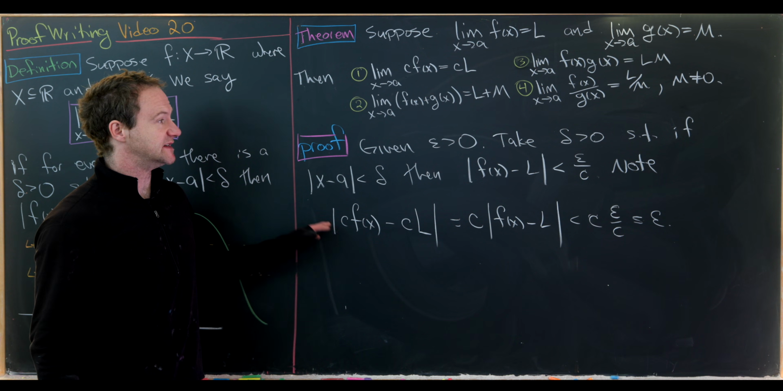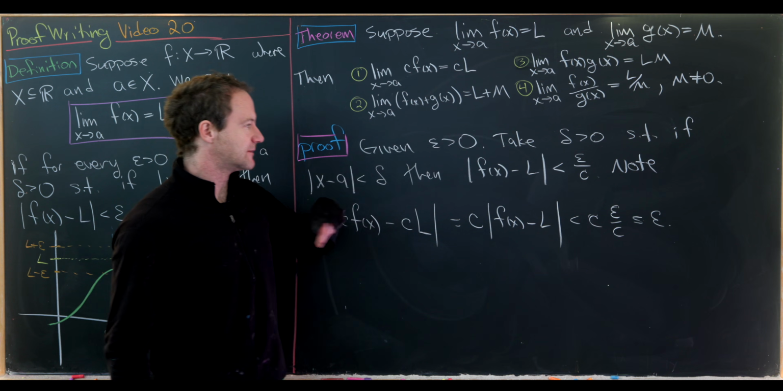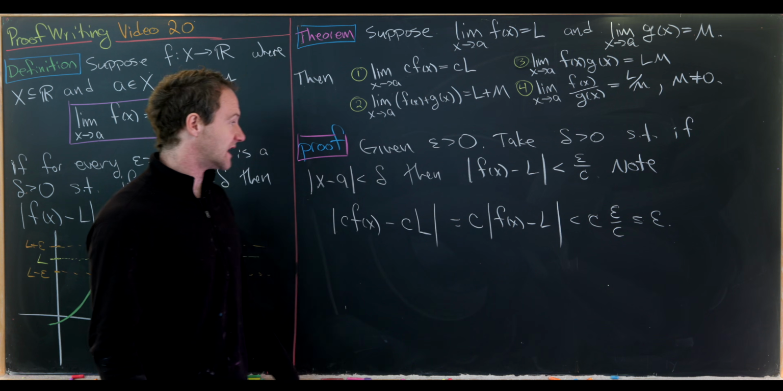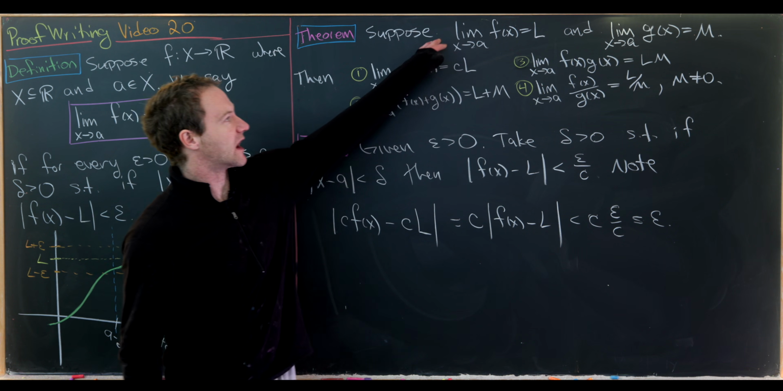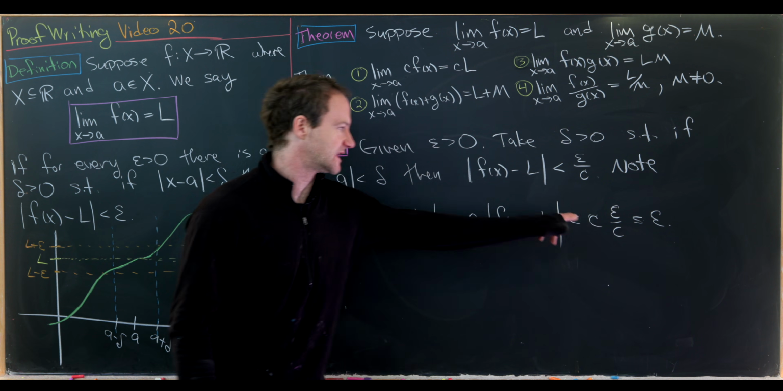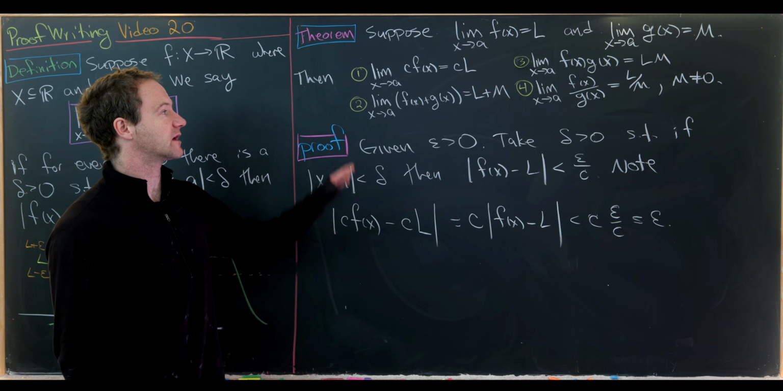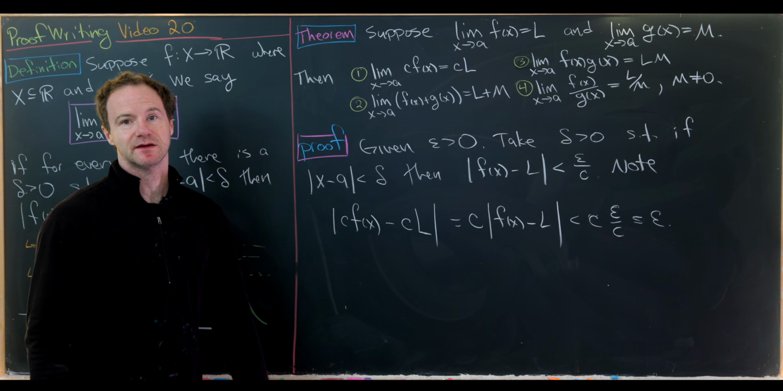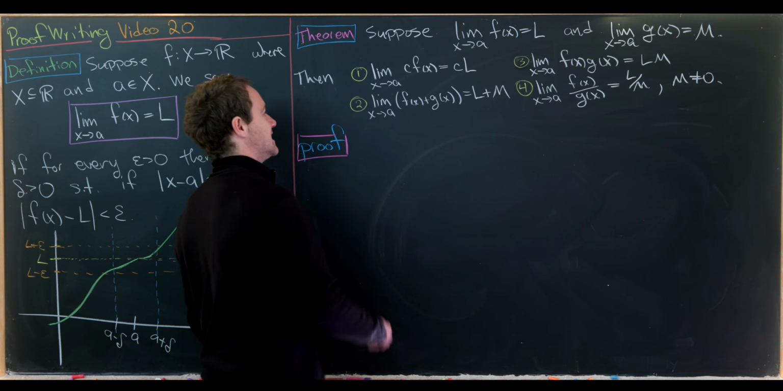Okay, so let's see, did we do it? Yes, given an epsilon bigger than 0, we found a delta out of our original assumption so that this difference here was less than epsilon as needed. Okay, let's move on to our second statement. Now for our second statement.